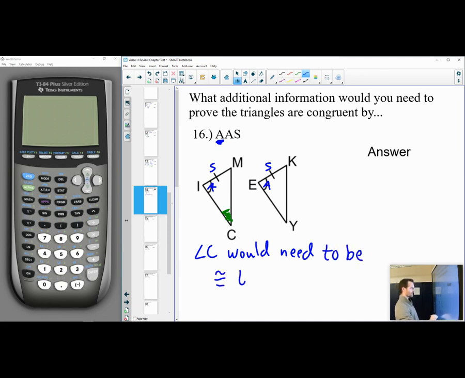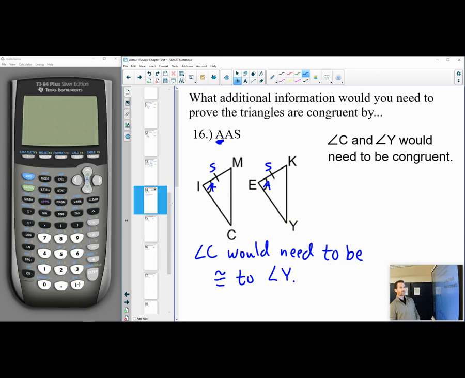I'll just use the symbol to save time. Congruent to, and that would have to match up to angle Y. That would make it angle angle side. Two angles with the side not in between them. So angle Y. And then we can check the answer. Angle C and angle Y would need to be congruent. Okay, I didn't say it in exactly the same order, but essentially it means the same thing.